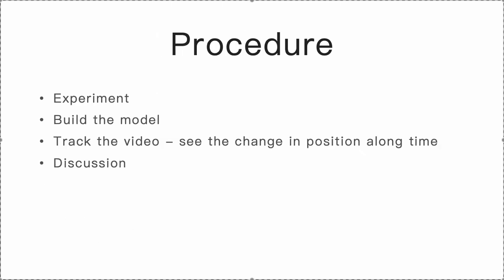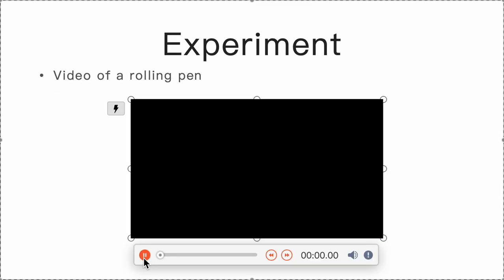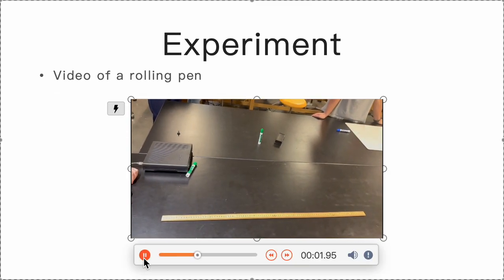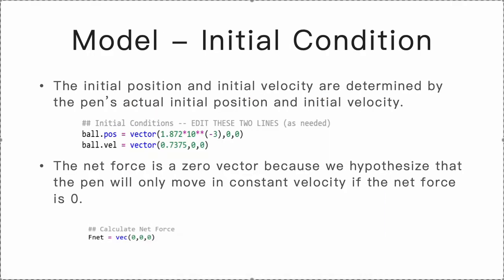So here's the procedure of our experiment. We first conduct the experiment, then build the model, then track the video, and then we have our discussion. And this is the experiment of a rolling pin. Then after the experiment, we build a model. The initial position and velocity are determined by the pen's actual initial position and velocity recorded in the video.